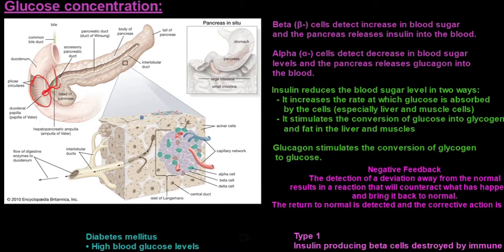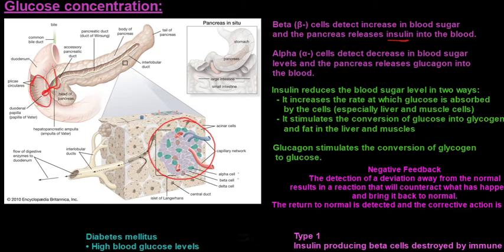So in the pancreas, you've got this little round structure here, and that is known as the islets of Langerhans. Now, in the islets of Langerhans, there are two cells that you need to know of. It's the alpha cells and the beta cells. So what do these cells do? The beta cells will detect when there's an increase in the blood sugar, and then they will release insulin into the blood. What that insulin then does is it takes that glucose and converts it into glycogen. Okay, we'll look at that now in more detail.